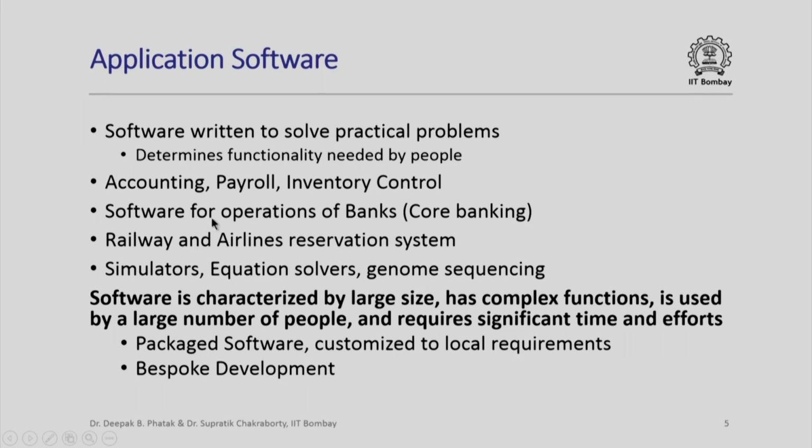But larger software, such as software for operations of banks, often called the core banking software, or software required to handle railway and airline reservation systems. For computational purposes, there are specialty software such as simulators, equation solvers, genome sequencing, for example, in life sciences. All these applications could become very large and very complex. Application software in general is characterized by large size, it has complex functions, it is used by a large number of people, and it requires significant time and effort.